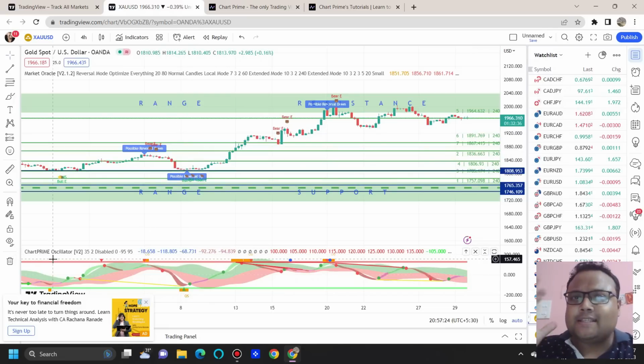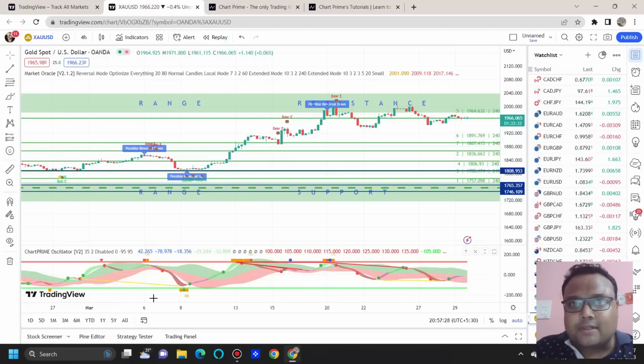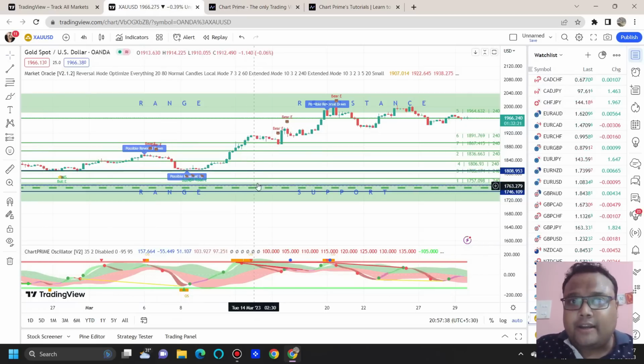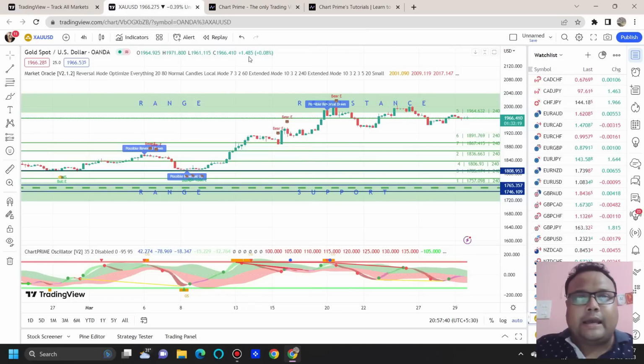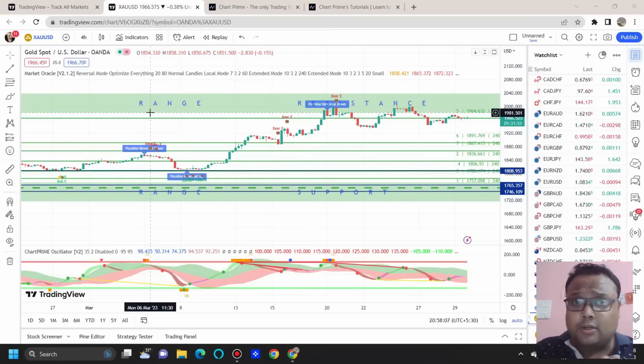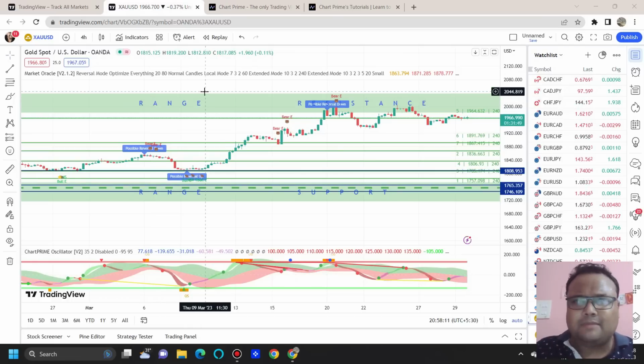And Prime Oscillator is another powerful tool where you will see divergences. Those who know how divergences work, this will be very useful. I'm a fan of divergence. Okay, so this oscillator is a very powerful tool. In addition to that, there are some other indicators like pattern detector and smart money concept. You can check them out later on.